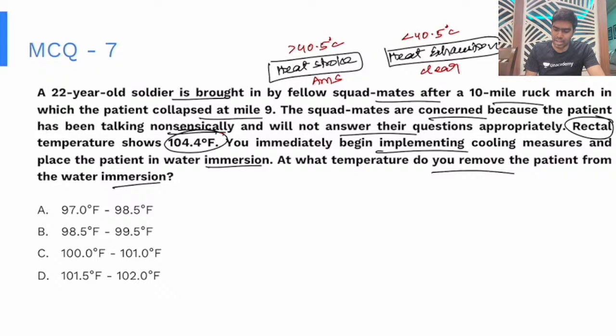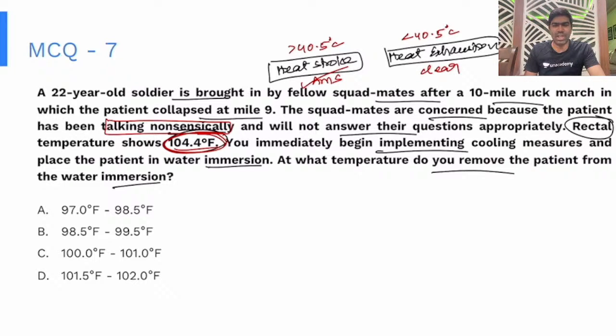So here, very clearly, the patient has a temperature of more than 40.5 degrees Celsius, so it is very likely to be a heat stroke and not a heat exhaustion. And this patient is talking nonsensically, which means this patient has altered mental status. Even that is suggestive of a heat stroke rather than heat exhaustion.